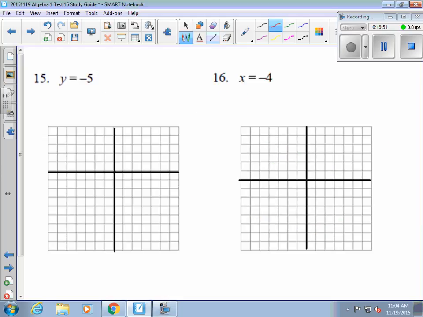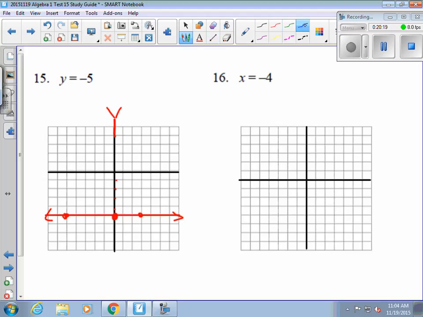Number 15 and 16 are graphing lines that only have one variable. Y is equal to negative 5. This is your y-axis, the one going up and down. So it's at negative 1, 2, 3, 4, 5. It crosses through at that point, negative 5. It'll cross through at negative 5 there, here, and here. So what you have is a horizontal line when y is negative 5.